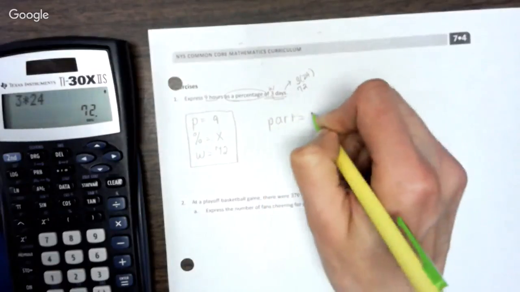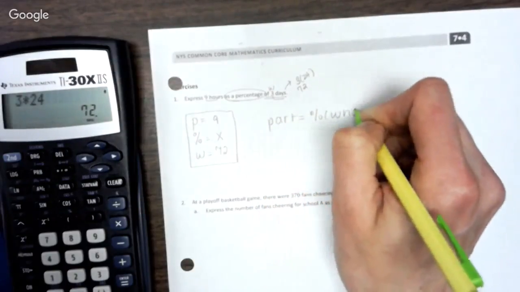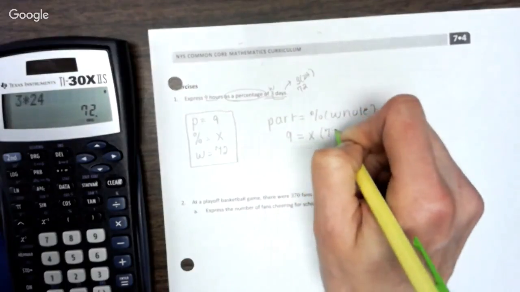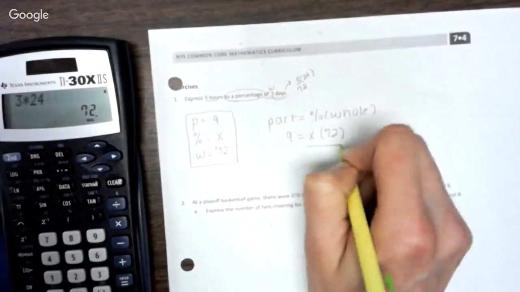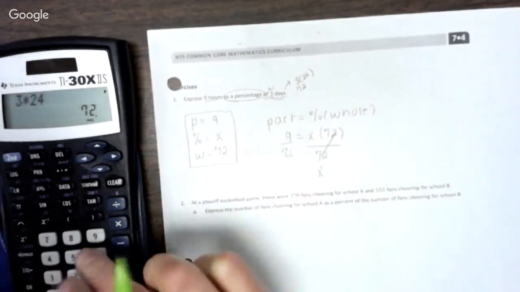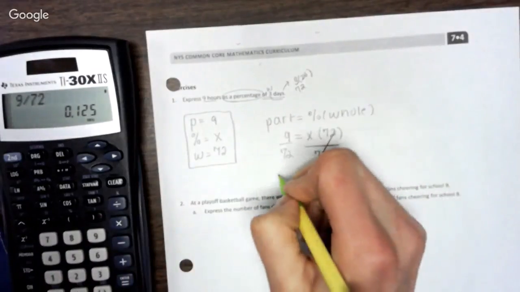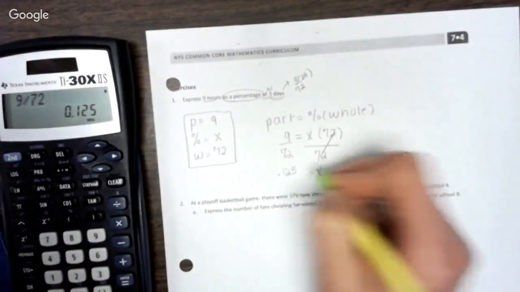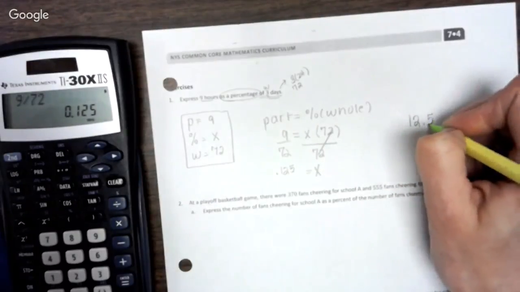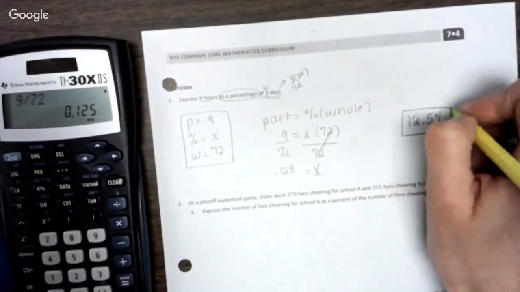So let's set up our equation. Our part is 9. Percentage is X. Whole is 72. Divide both by 72. So 9 divided by 72 is 0.125. Now here's the problem. That's not our answer because it's asking for a percent. So our percentage would be 12.5%.